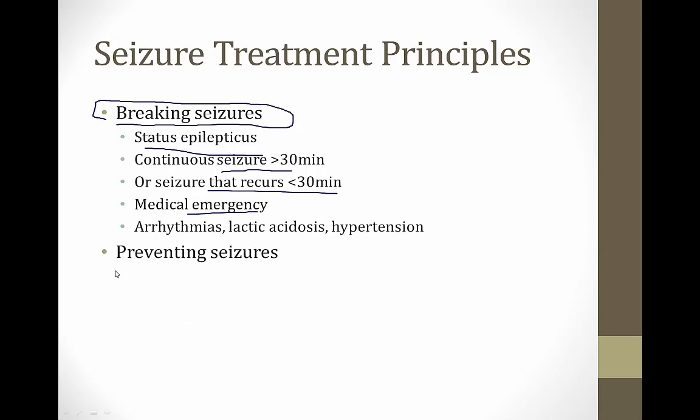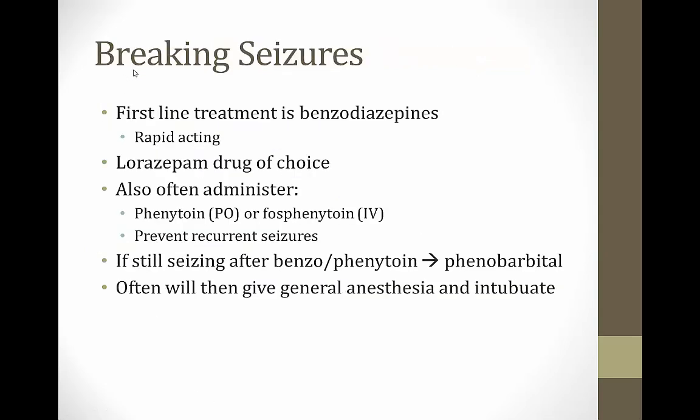The second reason we give a drug to treat seizures is if patients are having frequent seizures. If they're getting them every few weeks or every few months, we'll give them a drug to try and make this less likely to occur. So first we'll talk about breaking seizures in status epilepticus. The thing to know here is that the first line treatment is benzodiazepines. Usually we use Ativan, which is also called lorazepam. It's very rapid acting and it works very well.